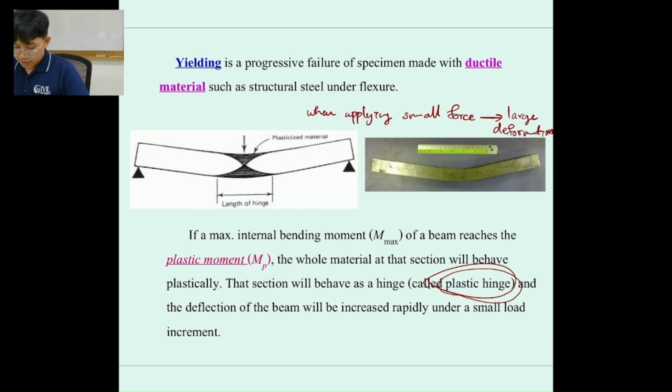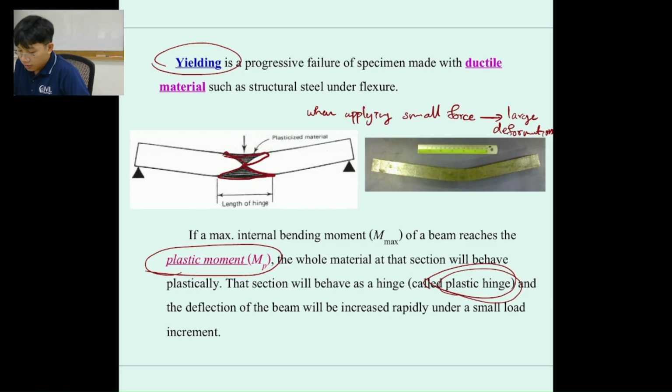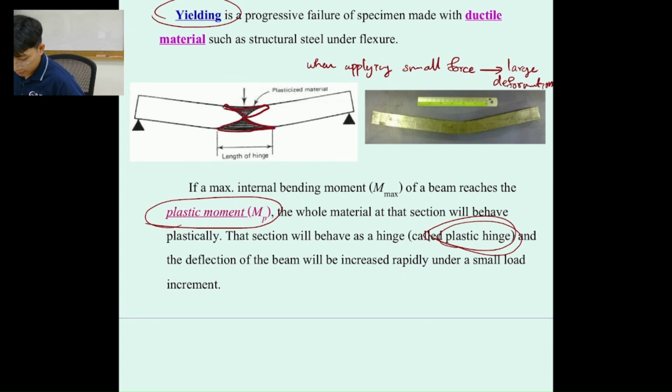The plastic hinge occurs when it reaches the plastic moment over here. Okay, or if we just say in short, we can just say it as the yielding point. Okay, when it reaches yielding point, it's going to have the plastic moment, and then it's going to produce the plastic hinge inside. So the black one over here. And when you apply small load, there will be a lot of deformation after it reaches the yielding point of the specimen over here.